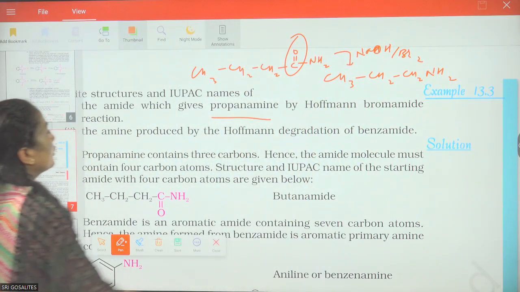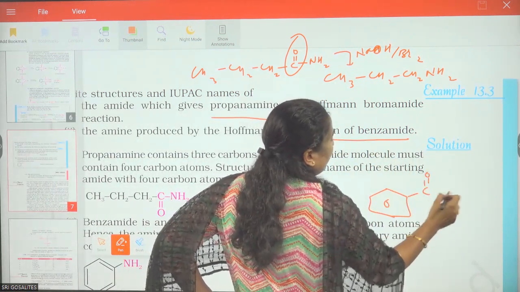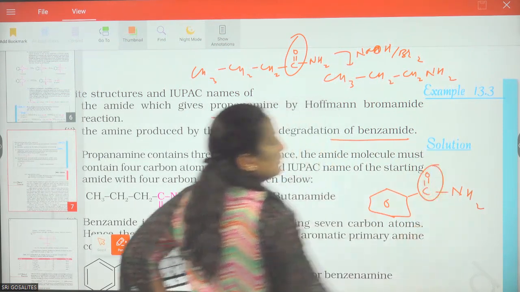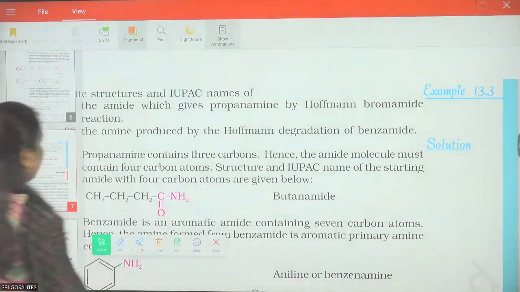Now the amine produced by the Hoffmann bromamide degradation of benzamide, like this, C=O NH2. You remove this CO and you'll be getting the aniline. Okay, I hope this is clear to you.